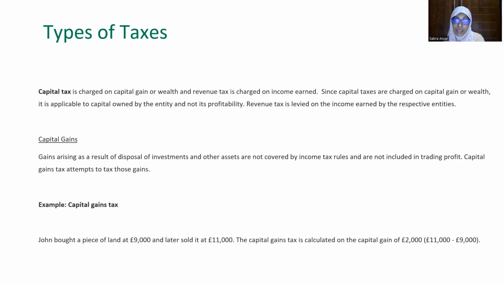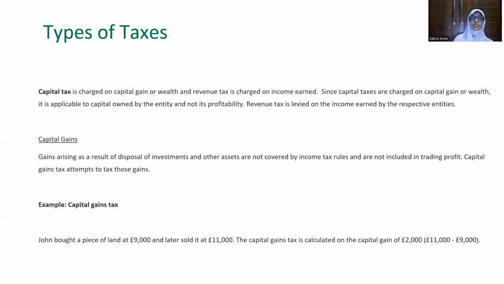I explained to you that capital gain is something like profit, but that does not mean that the tax on the profit is also capital tax. You just need to understand the difference there. I just took it as an example. So when capital tax is charged on capital gain or wealth, it is applicable to capital owned by the entity and not its profitability. So basically, the revenue tax is levied on the income earned by the respective entities.